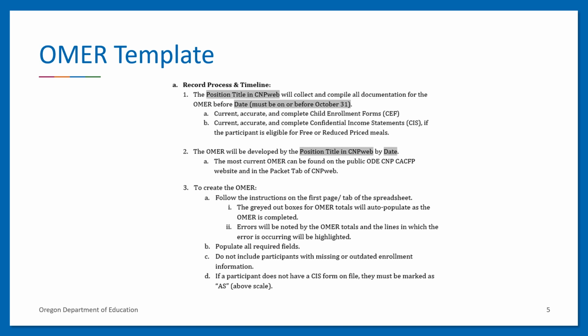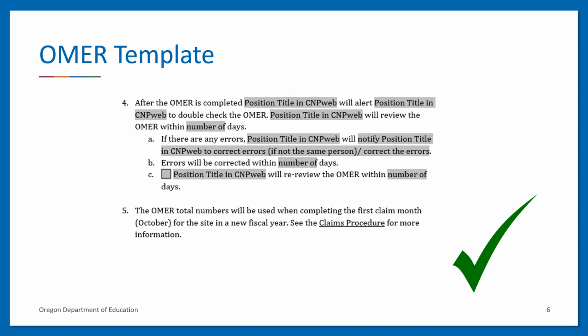The second step is who will develop the OMR and when will they have it developed by. Step 3 is an overview of how to develop and what to keep in mind when developing the OMR. Step 4 is the all-important double-check system. In this step, you are naming the position that will double-check the OMR, the time frame they have to do so, and the who and what if there is an error that needs correcting.